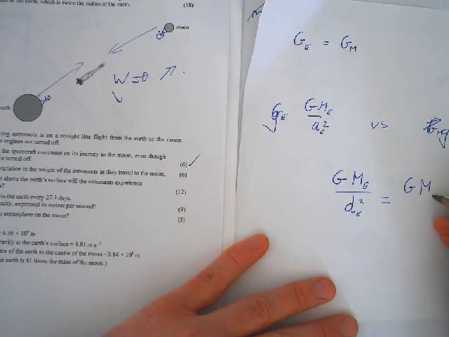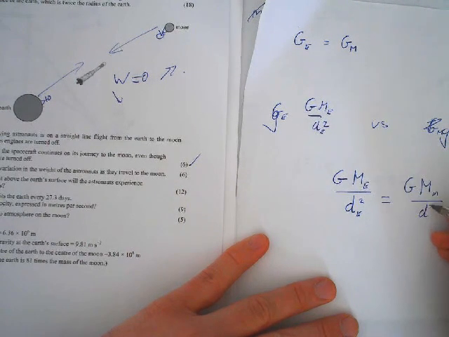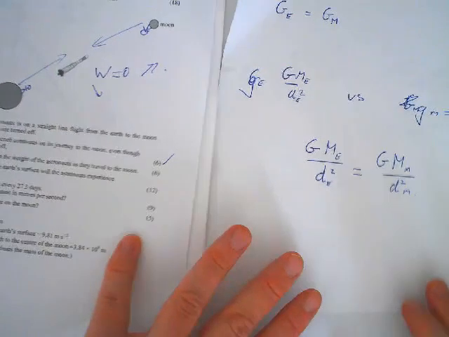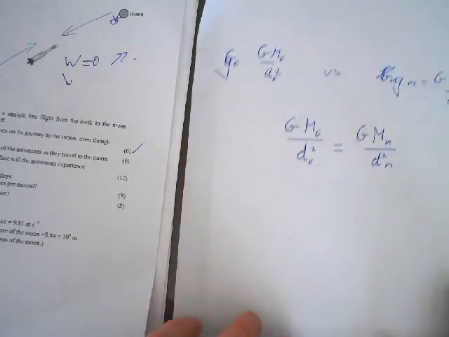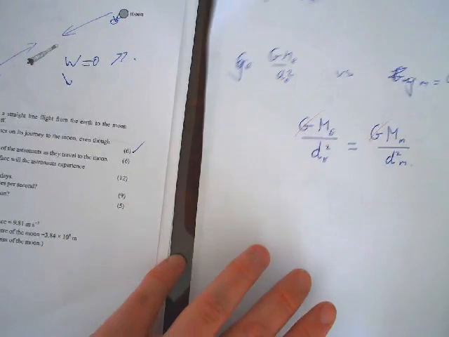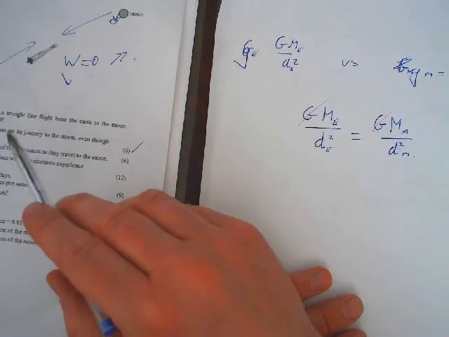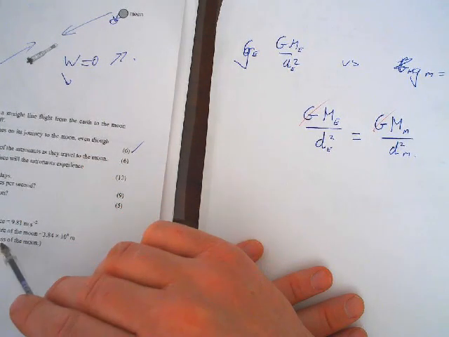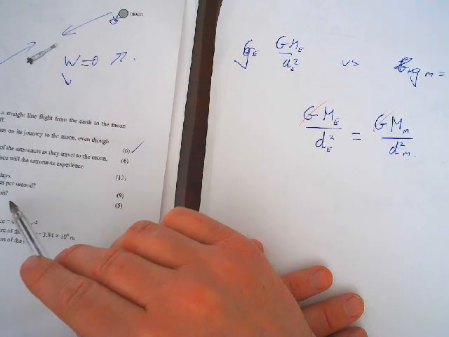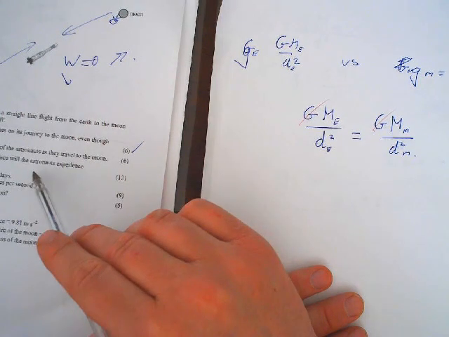Okay, let's equate these two. G, mass of the Earth, divided by the distance to the Earth squared is equal to gravitational constant, mass of the Moon, divided by the distance to the Moon squared. Okay, well straight away, universal constant just cancels out. Now what are we looking for here? We're looking for how far from the Earth we are.